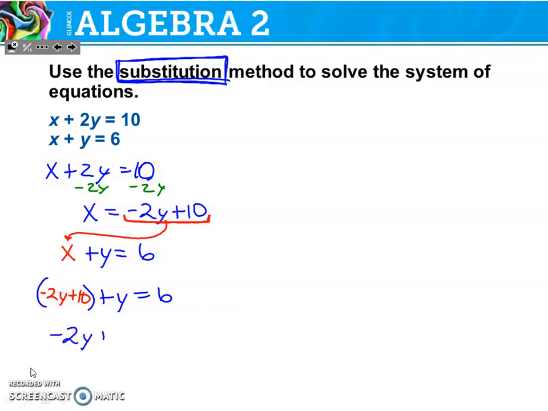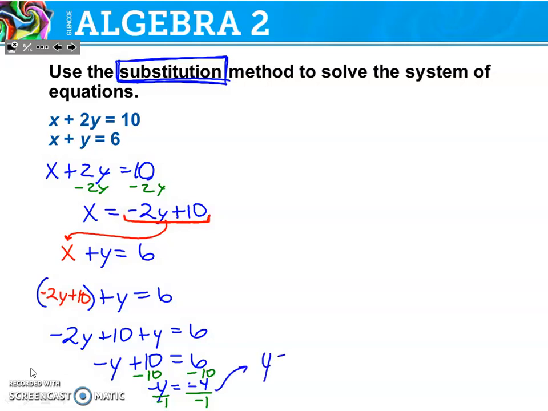So I've got negative 2y plus 10 plus y equals 6. My first step should be to combine my y's together. If I have a negative 2y and a positive y, that will leave me with just a negative y plus 10 equals 6. I could then subtract 10 from both sides. That gives me negative y equals negative 4. Divide both sides by negative 1, and I end up finding that y equals 4. That's the first part of my answer. y equals 4 is the first important part of that answer.